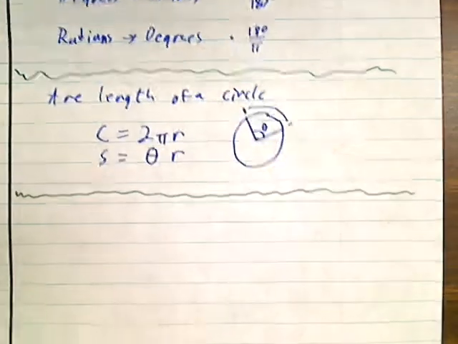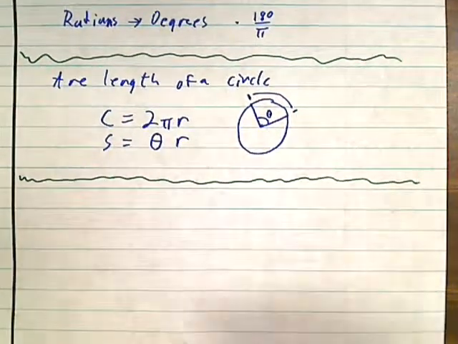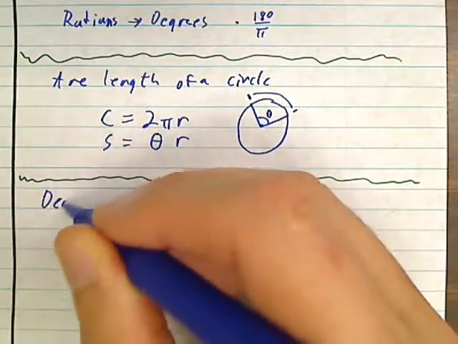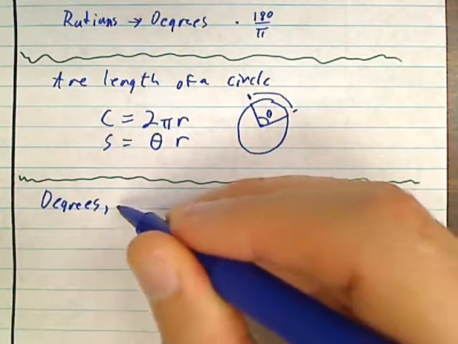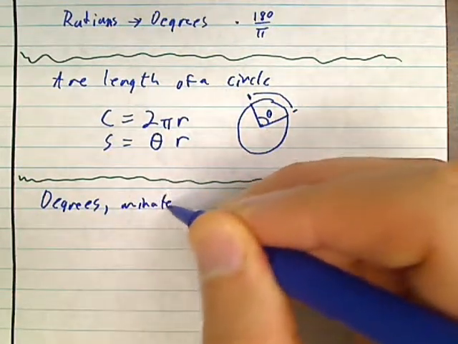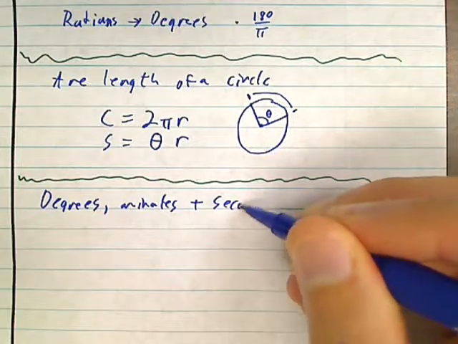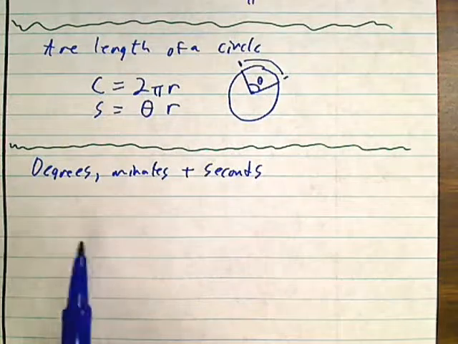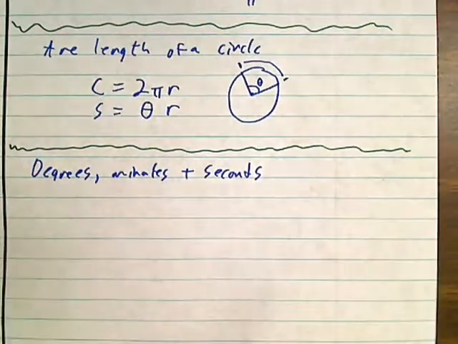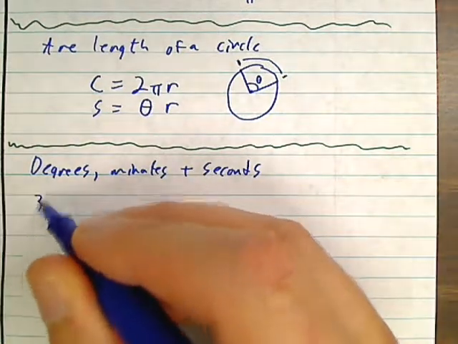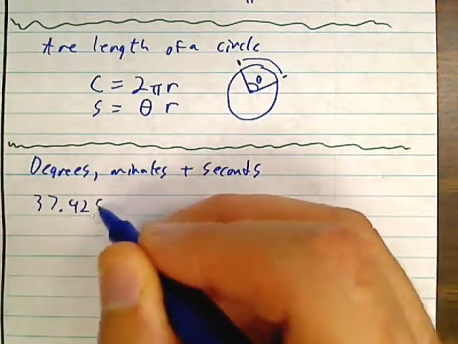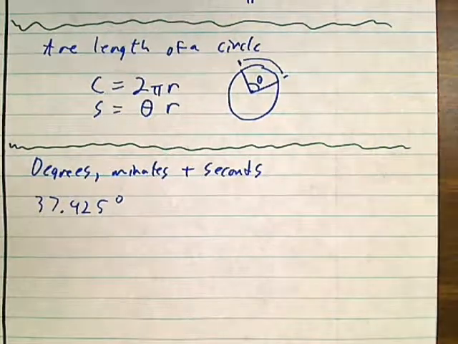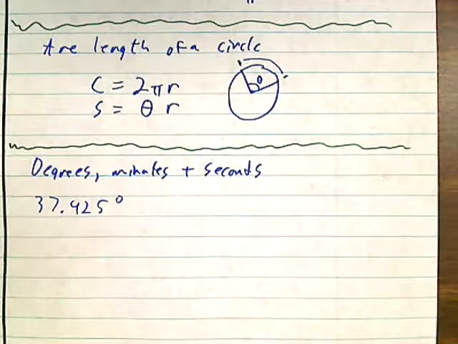Here we go. So I want to talk about degrees, minutes, and seconds. So this has to do with degrees. Let me just put degrees, minutes, and seconds. Okay, just like on our time, you can divide time up into minutes and seconds. You can do the same with degrees as well. So let's go ahead and try this. Let's say you have 37.425 degrees. Okay, well, we can change this into degrees, minutes, and seconds.